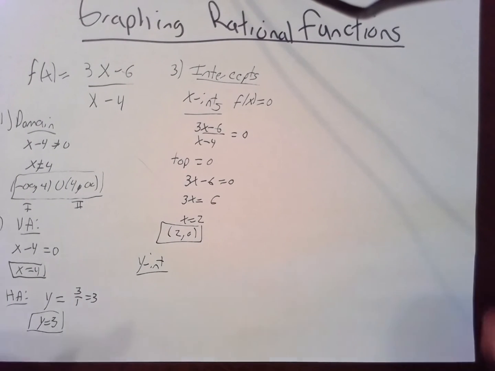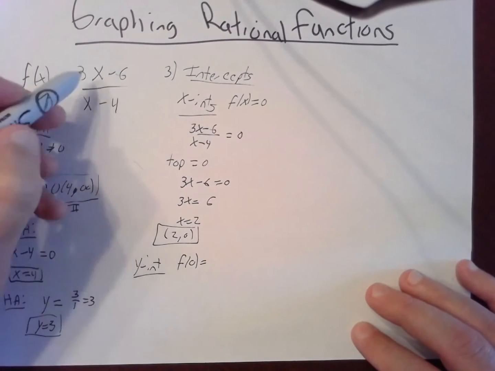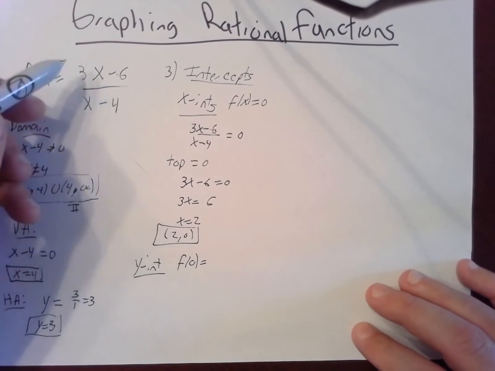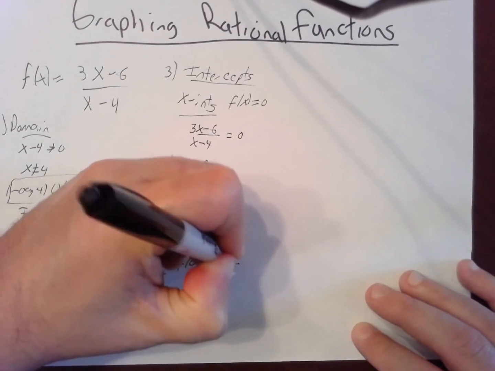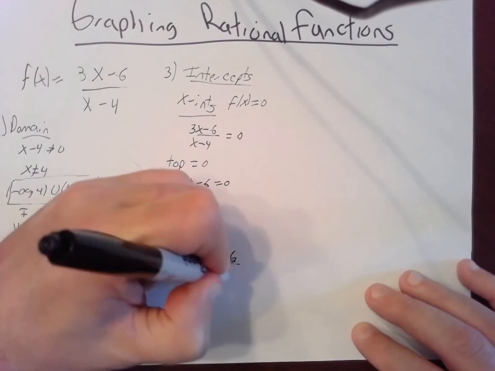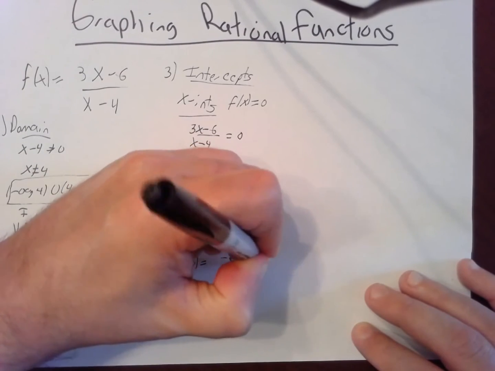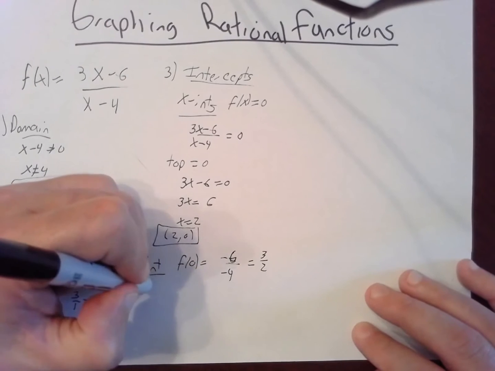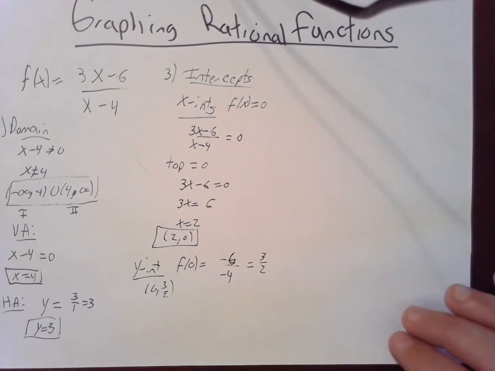Always. We plug in 0 for x. So we'll get 3 times 0 is 0. Minus 6 is negative 6. 0 minus 4 is negative 4. That reduces to 3/2. So my y-intercept is the point (0, 3/2).